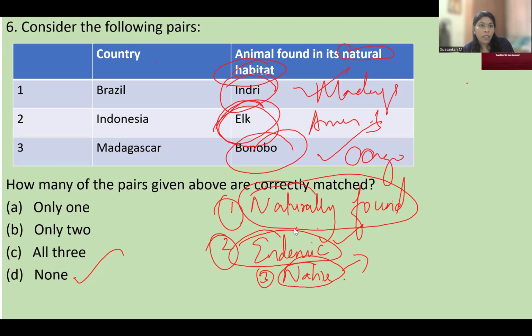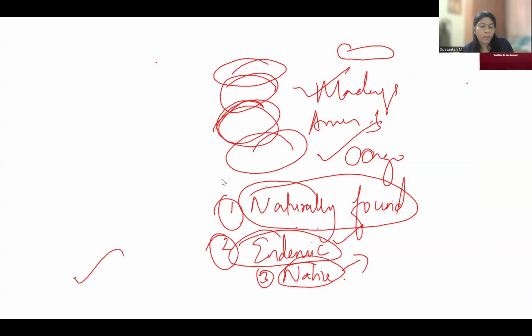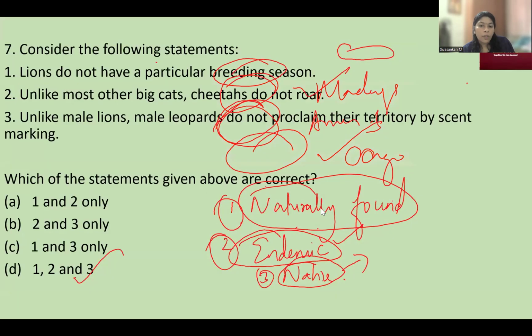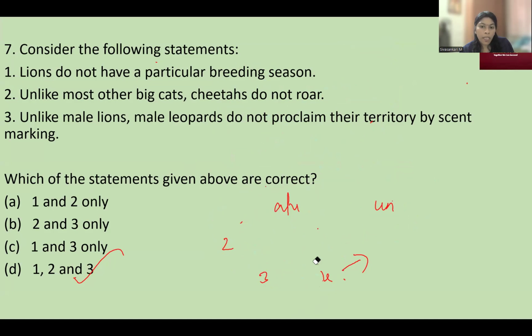See this. This is a news about bonobo, which I have put here. You can see that. Then come to the next question. Lions. See this, lions. Lions do not have a particular breeding season. Unlike most of the big cats, cheetahs do not roar. Unlike male lions, male leopards do not proclaim their territory by scent marking. There are three statements. And you may ask, why suddenly are they asking about lion?